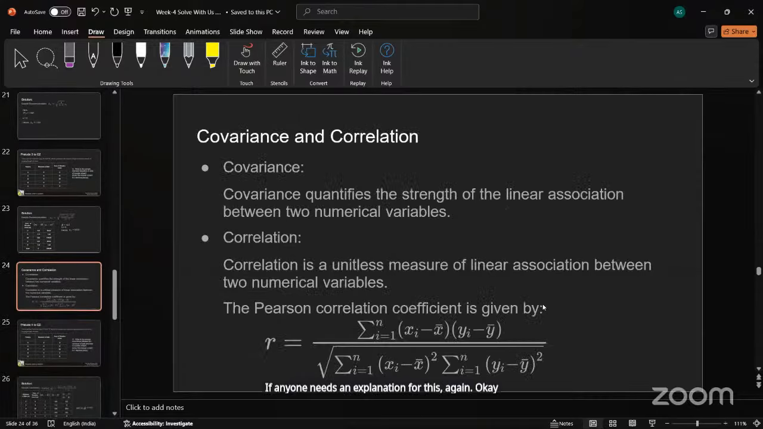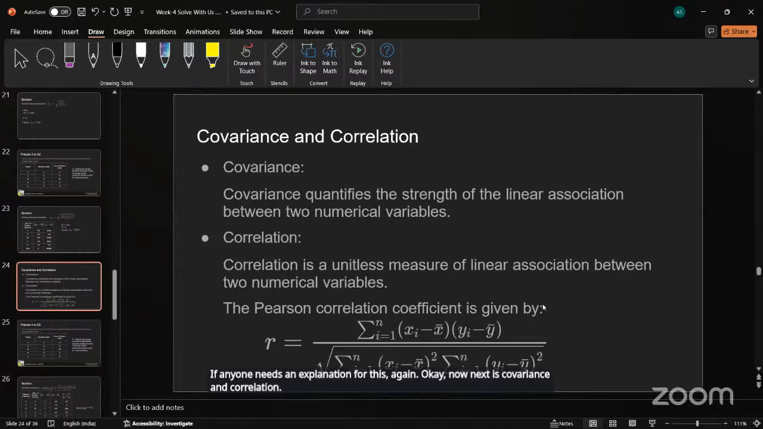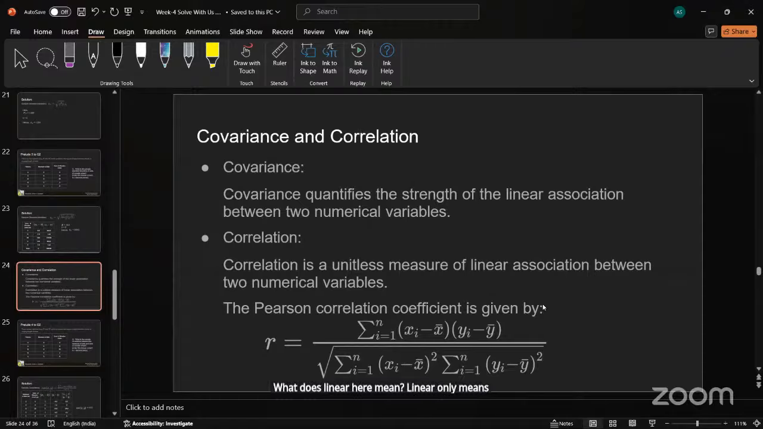Okay. Now next is covariance and correlation. What does covariance do? Covariance quantifies the strength of the linear association between two numerical variables. What does linear mean here? Linear only means graphically. That is, if one variable is increasing, the other variable may be increasing, decreasing, or constant, and it has no relation with the first variable. So this is covariance, and correlation is a unitless measure of linear association between two numerical variables. Okay, let's go ahead with the question.